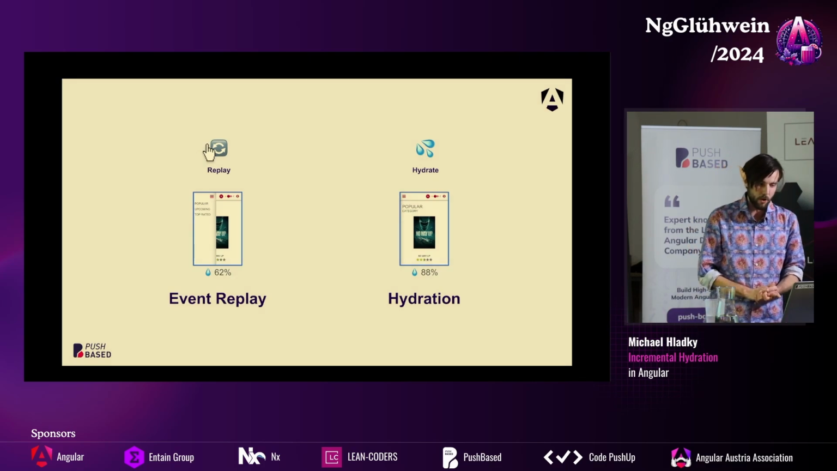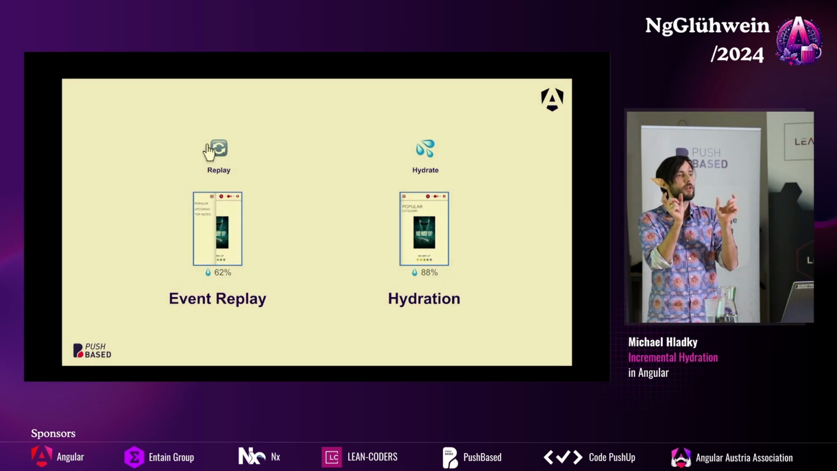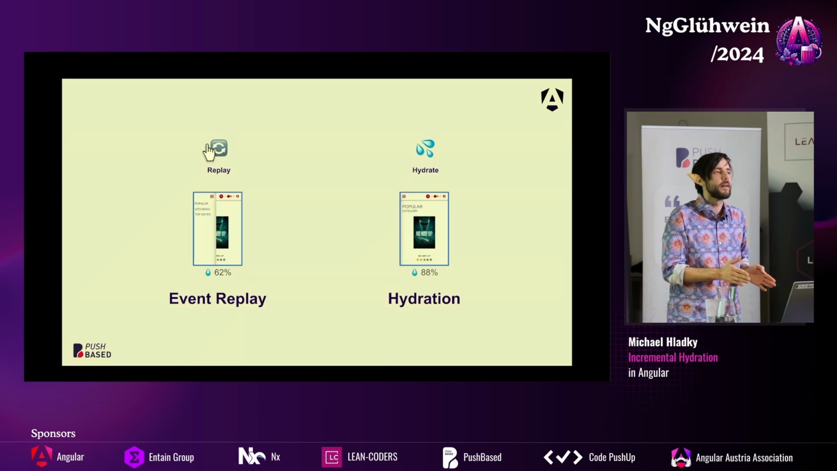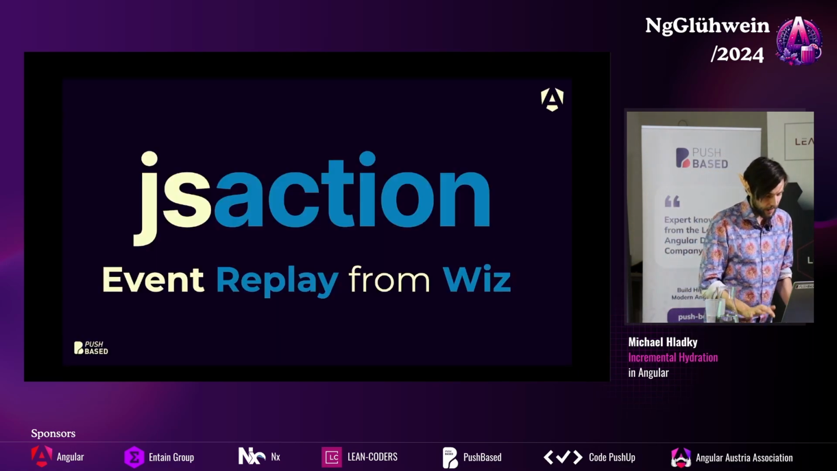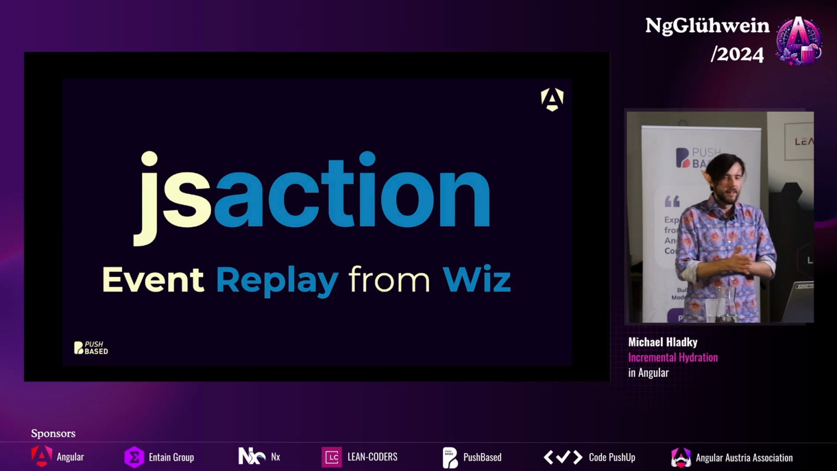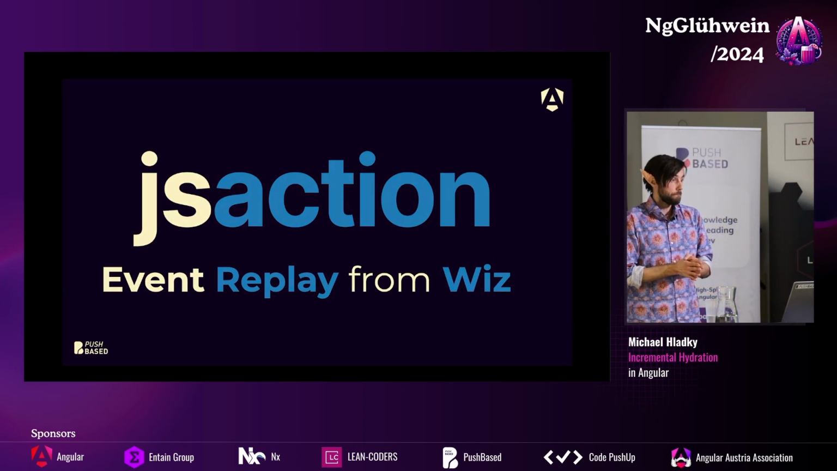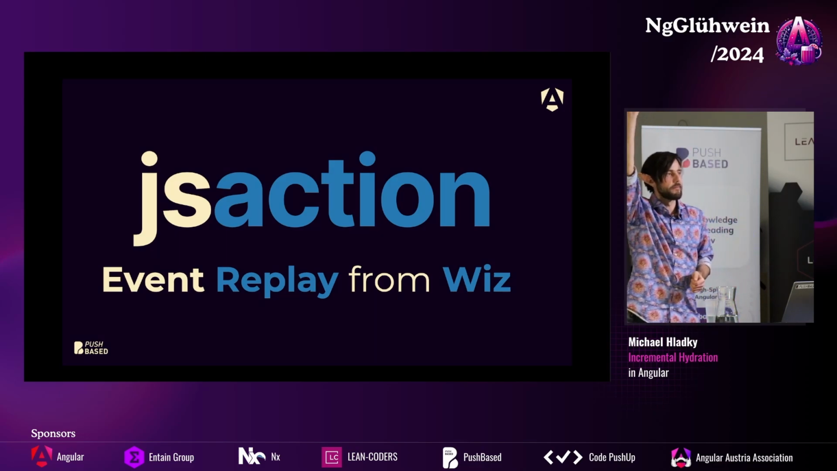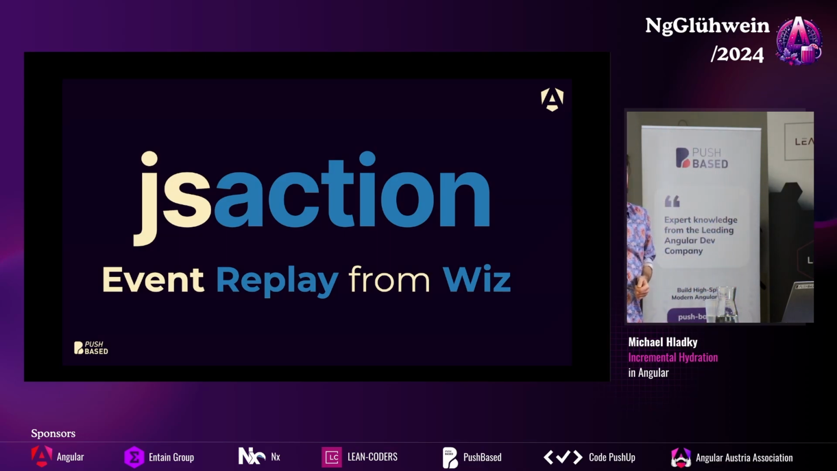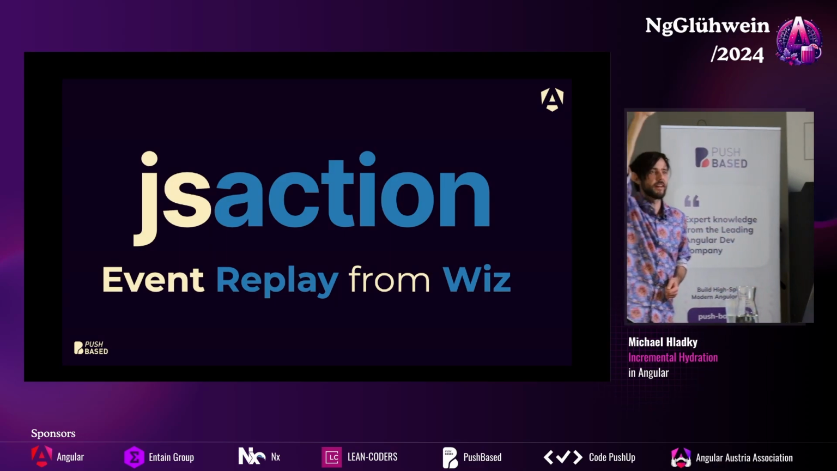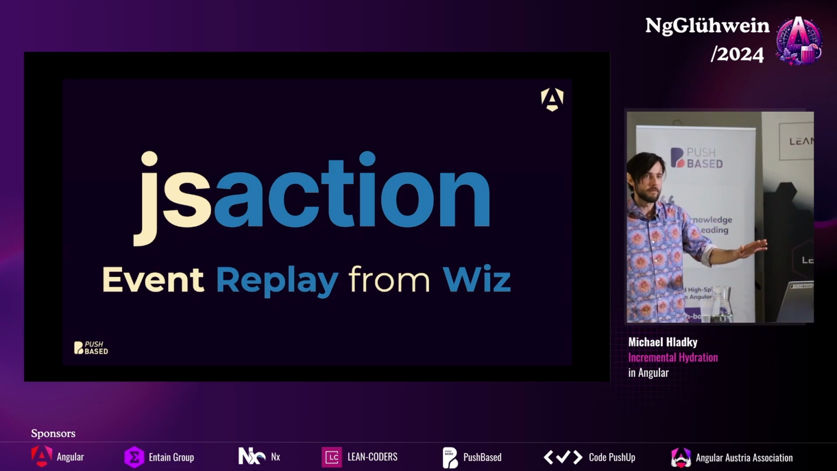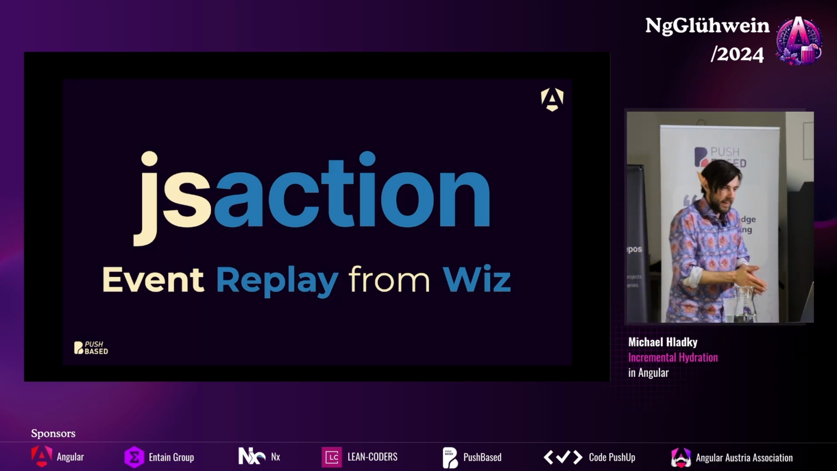How does that work? We have two major libs or blocks. We have on the one side event replay, and on the other side the hydration part. So let me start with something hopefully new for you. How many of you know JS Action, a library? I see many hands. I can count them on one hand, like 4 hands up. Amazing. That means nearly everyone will learn something.